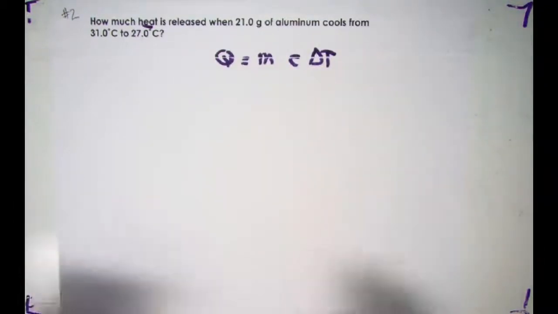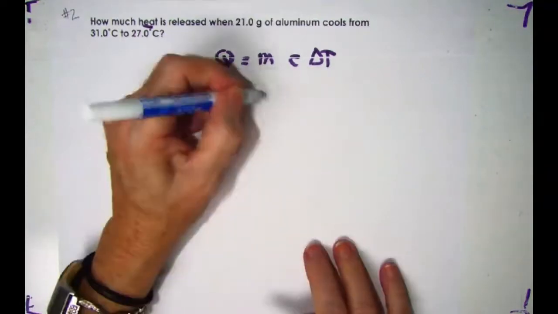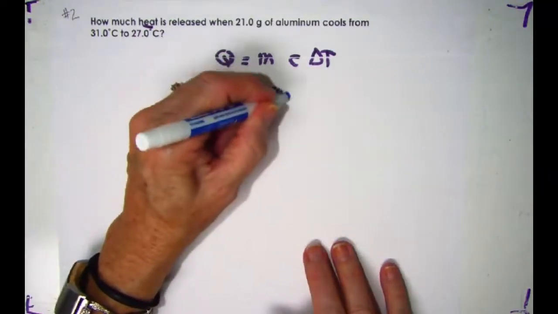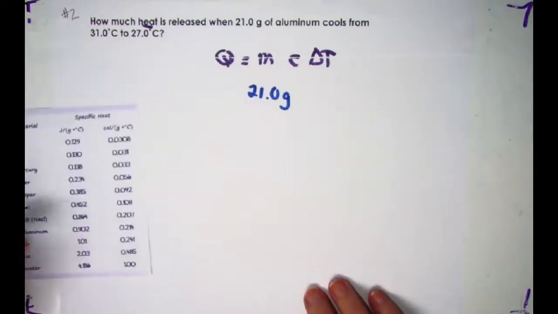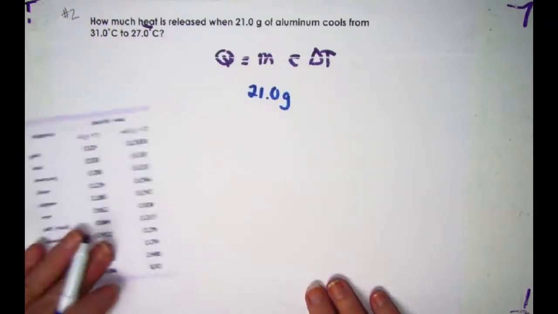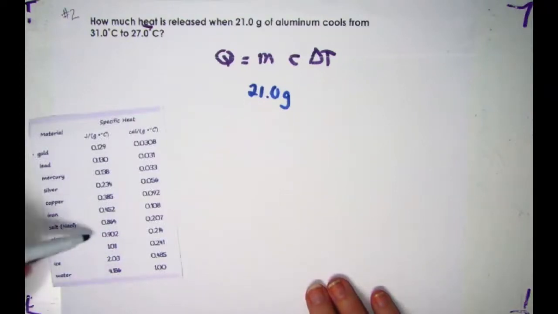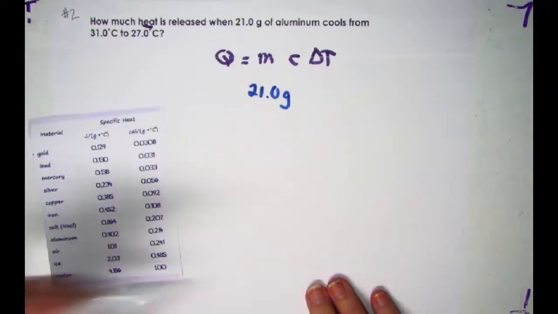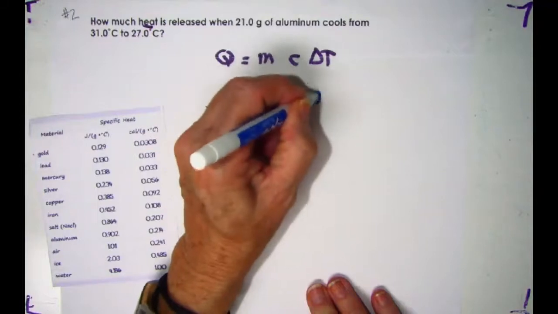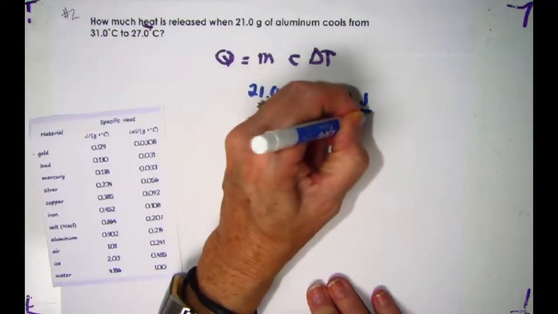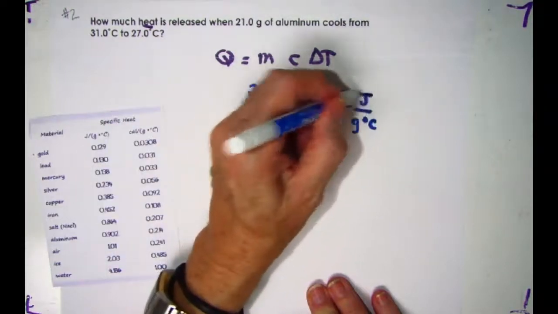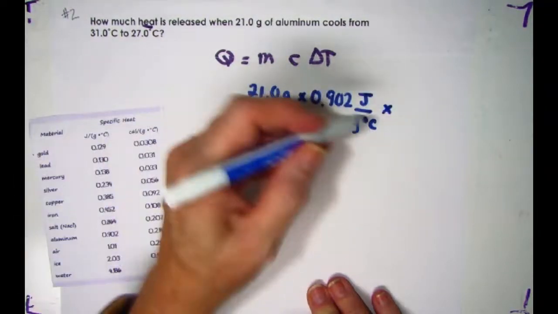We have M. All right, and mass in this particular case is going to be 21.0 grams. We're going to look it up. What is C for aluminum? Sorry, it looks like it's kind of messed up there. Aluminum is 0.902, so we are going to take 0.902 joules per gram degree Celsius. And then we're going to do delta T.